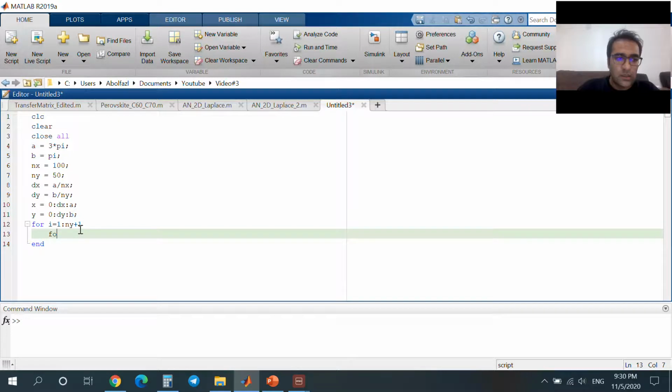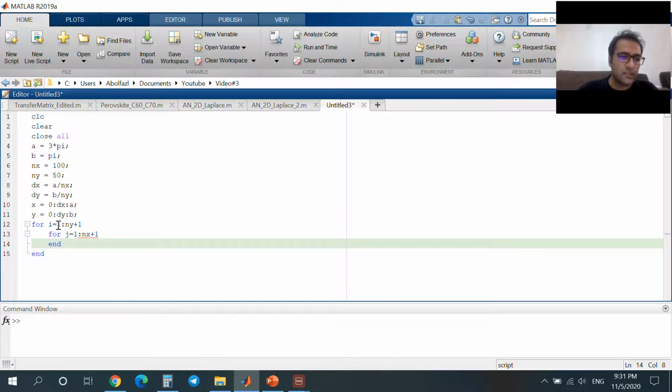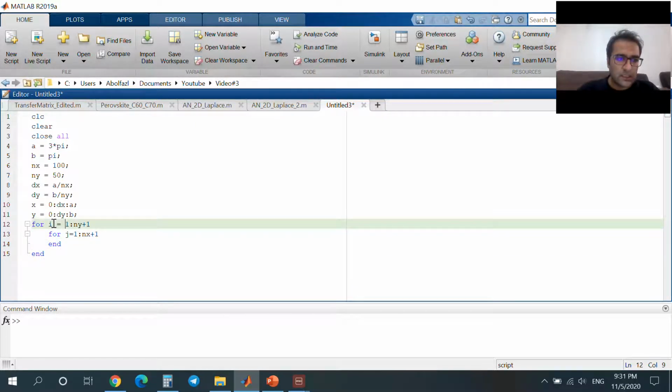And also j, which represents here the x-axis, should be changed from 1 to how much? nx plus 1. And right. Okay.